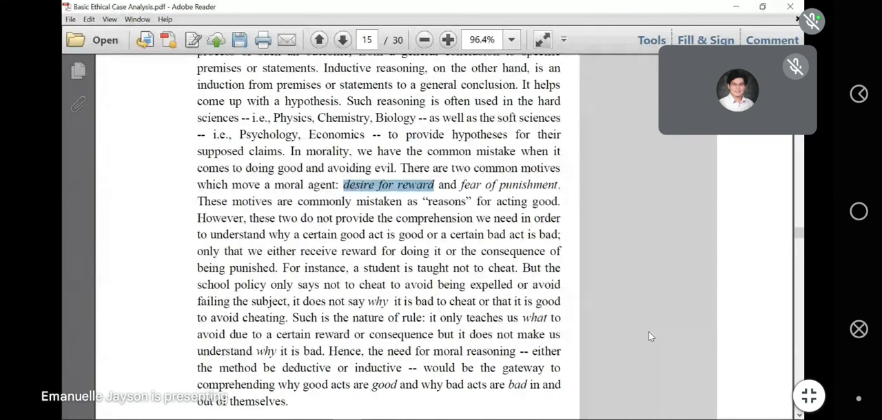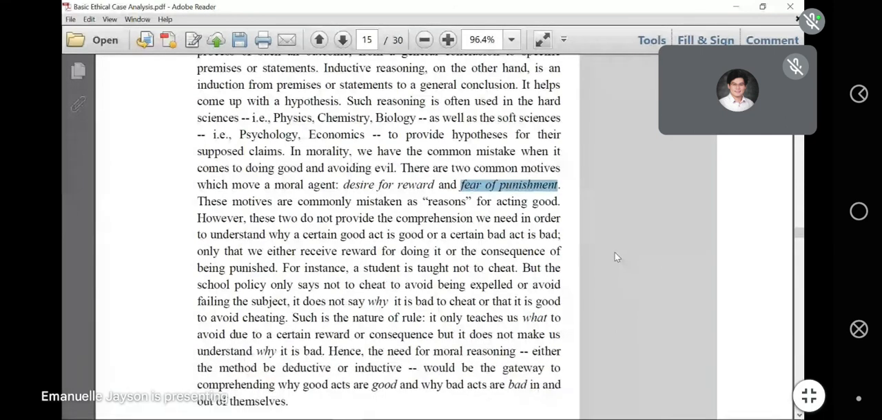So kapag sinabi mong bawal magnakaw dahil makukulong ka, that is fear of punishment. Hindi siya yung motivation, no? That's good as a motivation. Pero kapag sinabi mo sa isang bata na huwag ka magnakaw dahil baka makulong ka, you're only teaching the idea of fear of punishment.